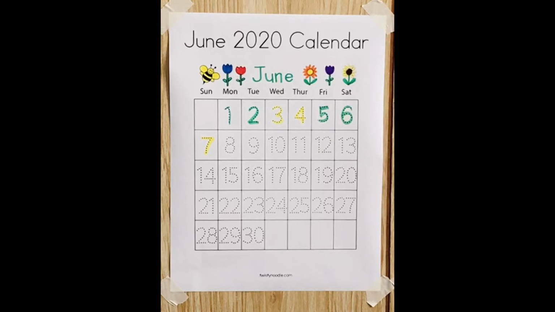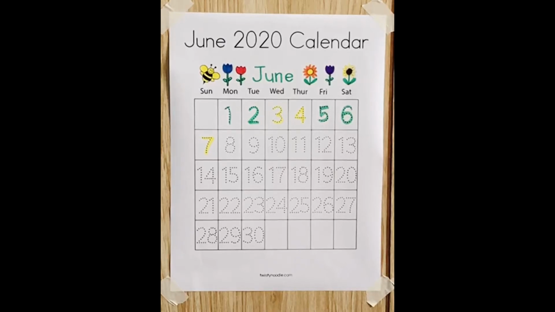We need to write today's number. Do you know what number comes next? It's the number that comes after 7. Let's point and count together. 1, 2, 3, 4, 5, 6, 7, 8. Today is the 8th of June.